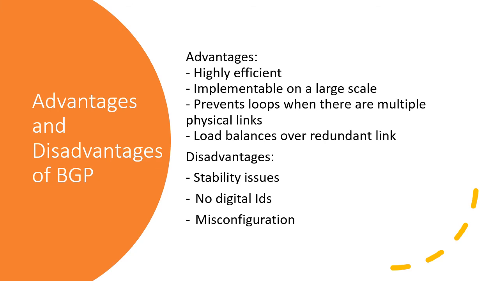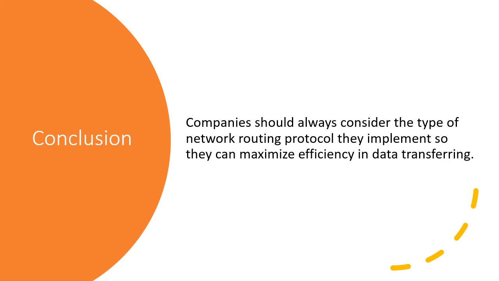Disadvantages include: it's got stability issues, no digital IDs, which leads it to possible cyber attacks, and it has misconfiguration issues. In conclusion, companies should always consider the type of network routing protocol they implement so they can maximize efficiency in data transferring.